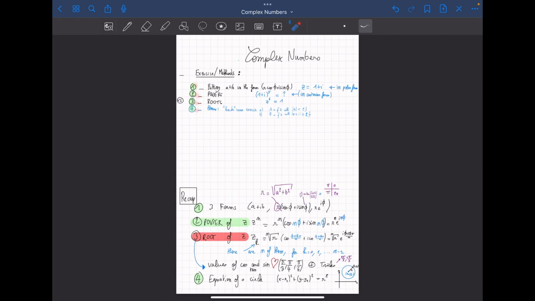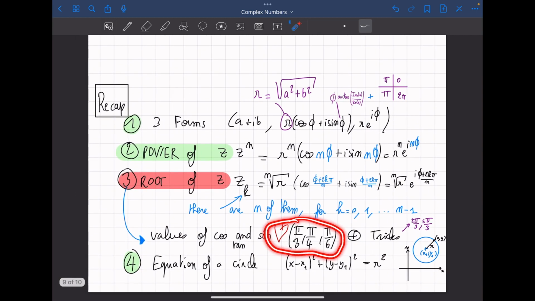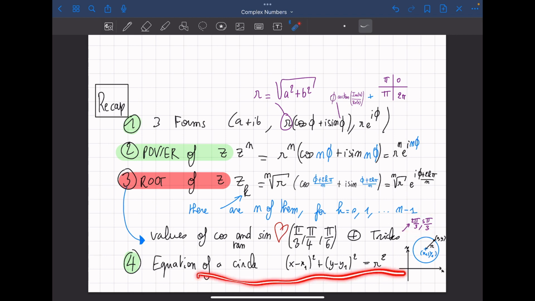So let's recap. We had first the different forms, then we have the power. Power is easier than the roots. For the roots, we have to remember the de Moivre formula, and remember that for n equals 6, you have 6 roots. We also saw many ways of remembering those values, and the trick to remember these values. And the equation of a circle apparently can be important for the exam.